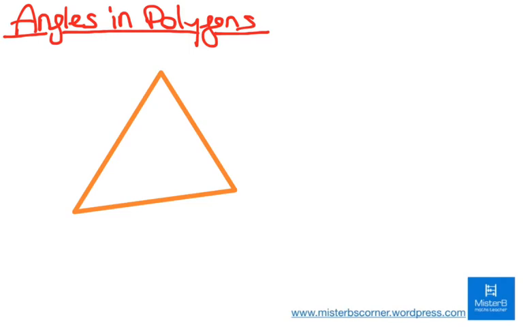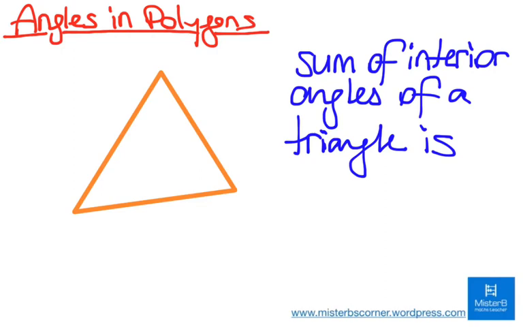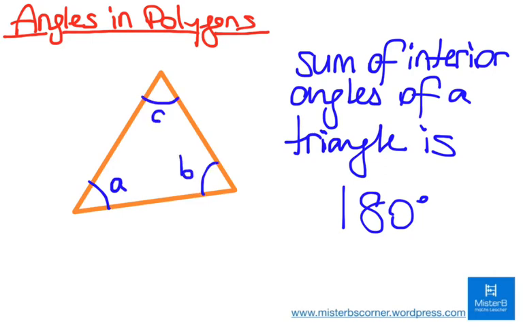The second statement is about angles in triangles, which you already know. The sum of interior angles of a triangle is 180 degrees. Now, I'd like to prove this to you. So these are two angles. Let's say this is A and B here, and this is the angle at the top, which is C.